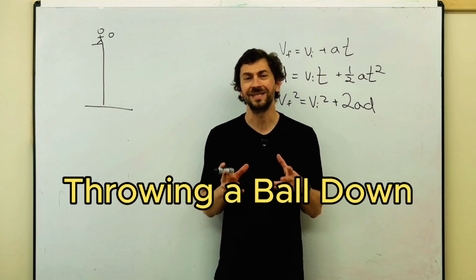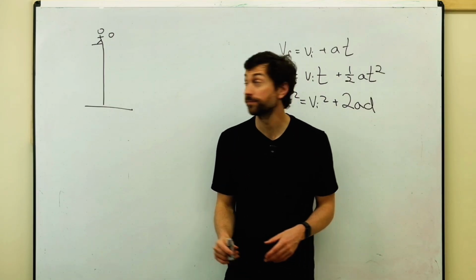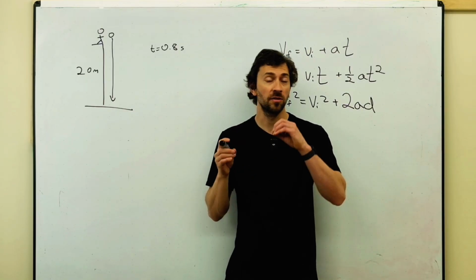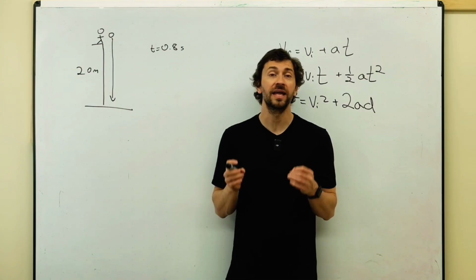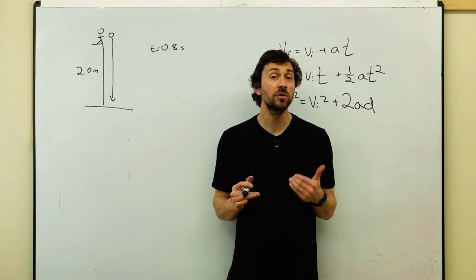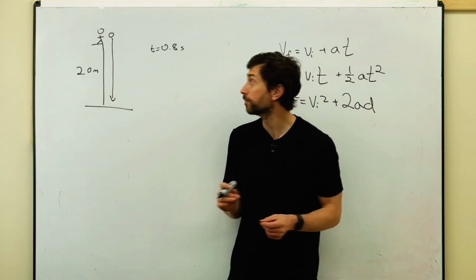Let's imagine there's a person standing on the top of a cliff and they throw a ball downwards. The cliff is 20 meters high and when they throw it, it reaches the bottom of the cliff in 0.8 seconds. The question is, what was the initial velocity that this person threw the ball downwards with?